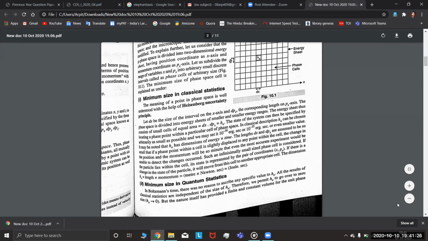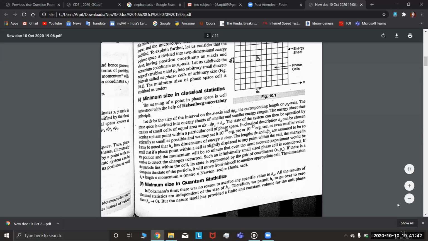I'm getting the point. You will reduce its width, right? Definitely. Now if you are reducing the width, then what will happen? Obviously, the position will be very, very accurate now.